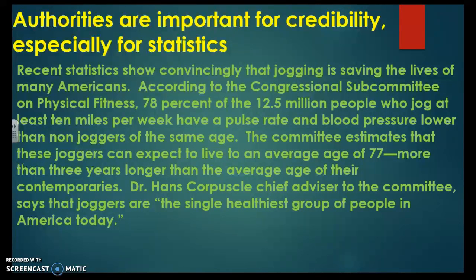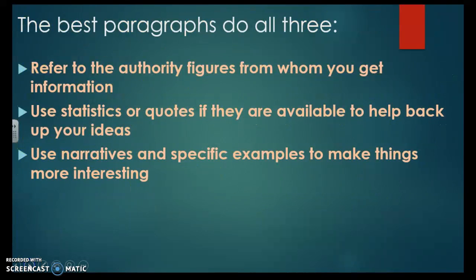This is the one area that you probably could have worked on when you were writing your Of Mice and Men articles a little bit better, and something you might need to revise when we're doing the Ancient Civilizations articles. The best paragraphs that you write do all three. They refer to authority figures from whom you get information. They use statistics or quotes if they're available to help back up your ideas, and they use narratives and really specific examples to make things more interesting.